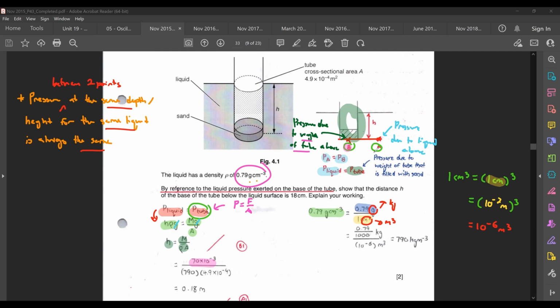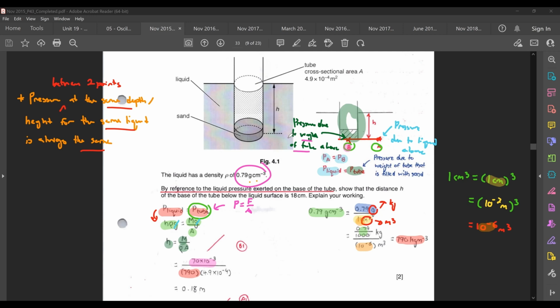So when you want to change your centimeter cube to meter cube, you just need to multiply with 10 power minus 6. So the bottom one here would just be 10 power minus 6. Whereas the top one here, because you're changing it from grams to kg, you just divide by 1000. So that eventually you get 790 kg per meter cube. So that is the value of density that you want to use here.